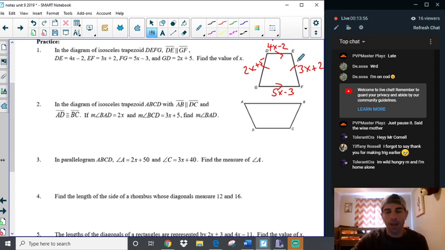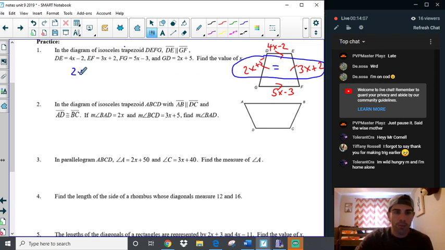So they gave me all sides, but the only sides that are going to be important to us are the sides that they told me are going to be equal to each other. So 2x plus 5 is equal to 3x plus 2. Now you solve for x: subtract 2x, subtract 2, so x is equal to 3.